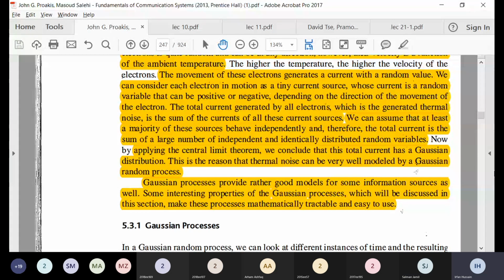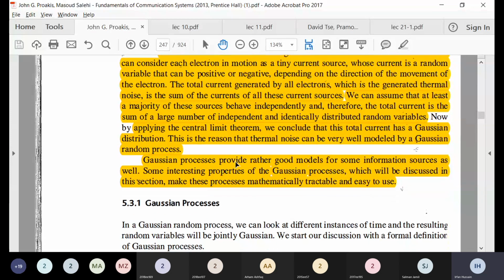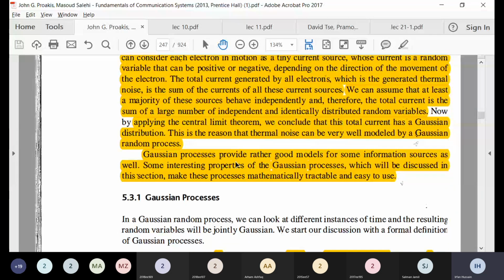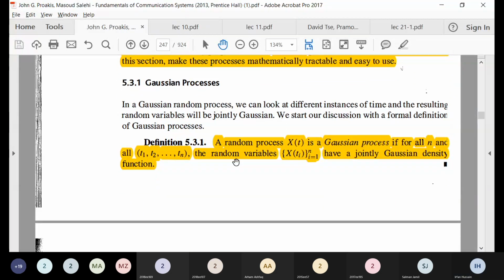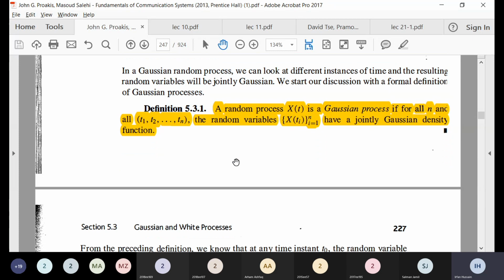So this you can see it is being applied. So we can very well model thermal noise as a Gaussian random process. If you sample the process at any fixed time, you will get a Gaussian random variable. All right, so a formal definition of a Gaussian process is in order now.